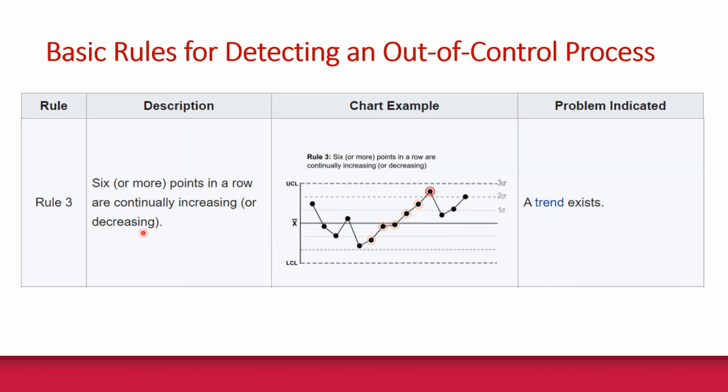Rule 3 says if 6 or more points in a row are continually increasing or continually decreasing. Here you have a case where you didn't have a point that exceeded the 3 sigma or minus 3 sigma, but you had what's known as a trend developing. This would also be very unusual. This is not natural variation. Something's causing this kind of situation. So this would be classified as an out of control process. You need to investigate to figure out what's causing this.